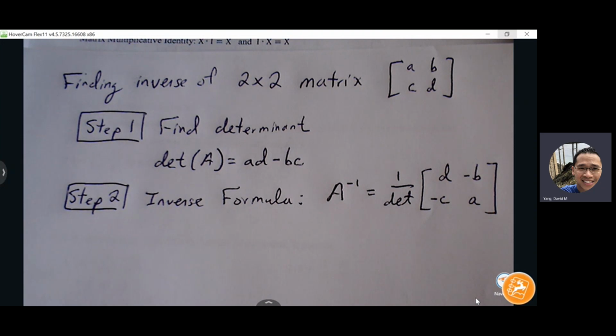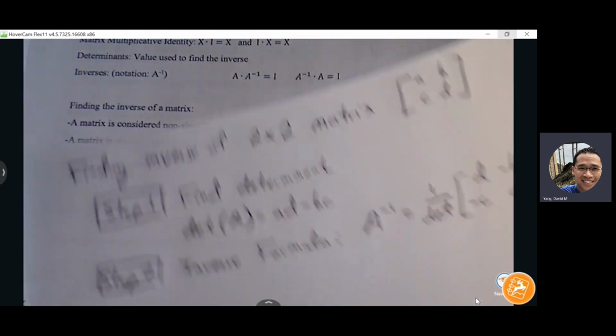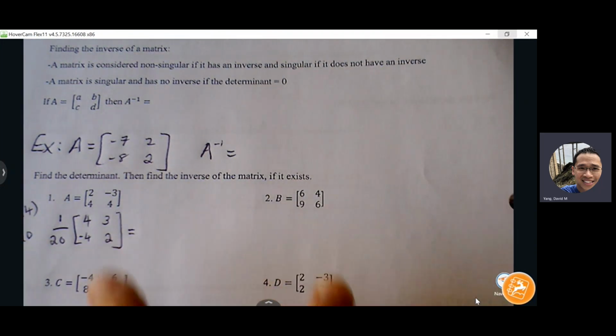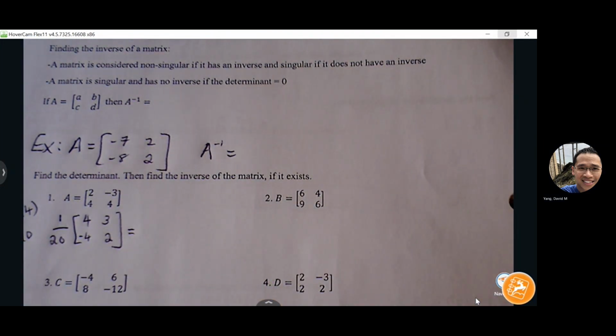So how far did we get? Did we do just 1 and 2? Okay, we did 1 and 2. Okay, so let's try 3 and 4. Find the determinant and then build your inverse matrix. Try number 3 and 4.